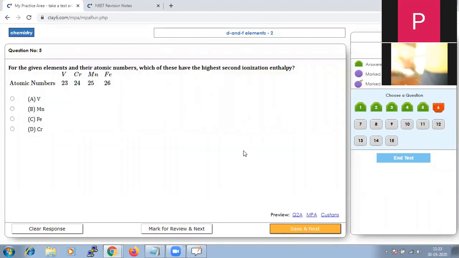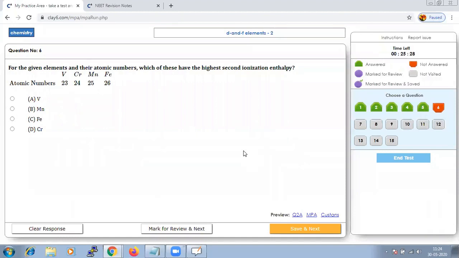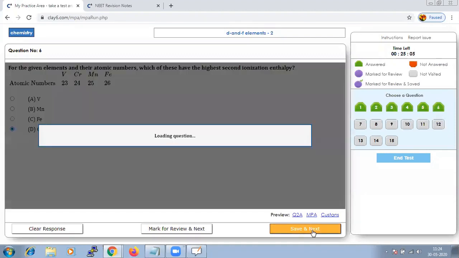For the given elements and their atomic numbers, which of them has the highest second ionization enthalpy? When we are talking about second ionization enthalpy, the second ionization potentials are larger than their neighboring elements. So when we say that, it will be chromium, because for the second ionization potential, the electron should be removed from a very stable configuration, and chromium is the one which will have a stable electronic configuration. Hence, option B should be the right answer. Let us save that and go to next.